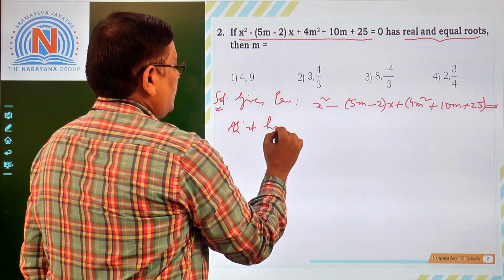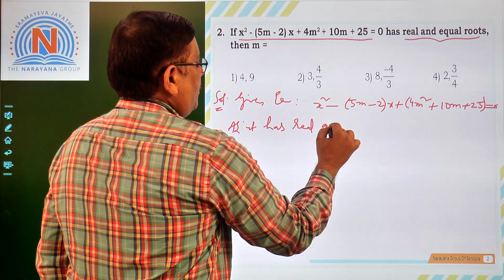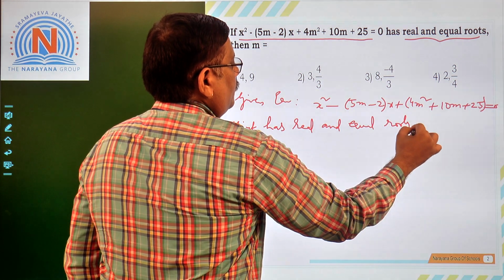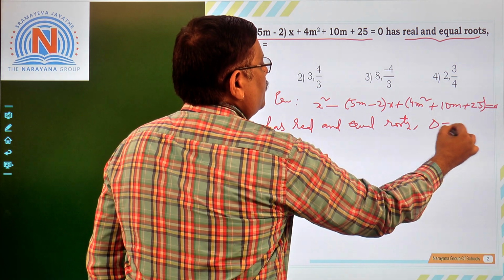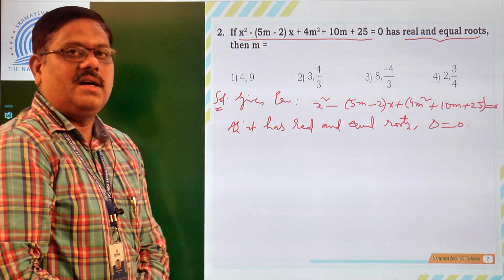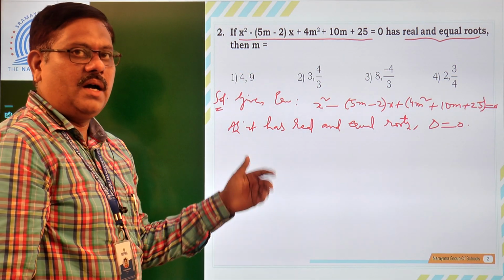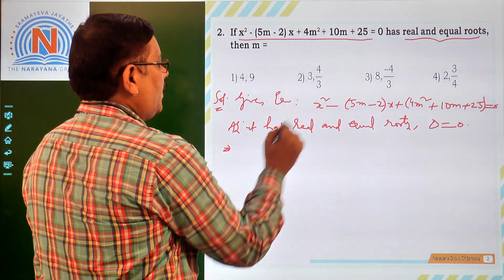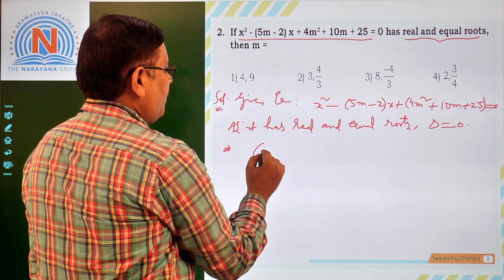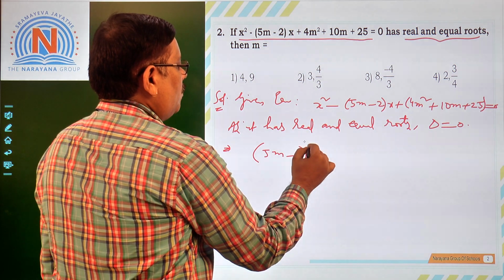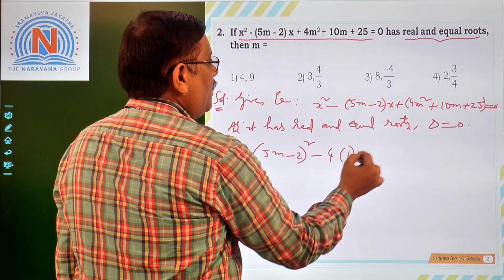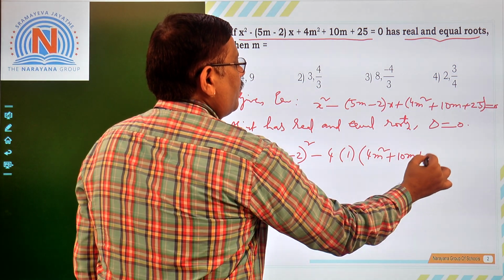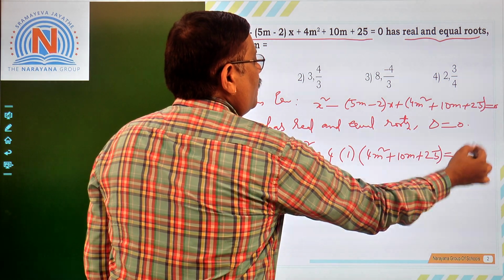As it has real and equal roots, delta will be 0. Delta is nothing but what we call as discriminant, delta or capital D. Either of them we can use to denote discriminant. Delta, that implies b square, that is minus of, so anyway we can write plus 5m minus 2 whole square, minus 4 into a into c. C is nothing but 4m square plus 10m plus 25, that is equal to 0.